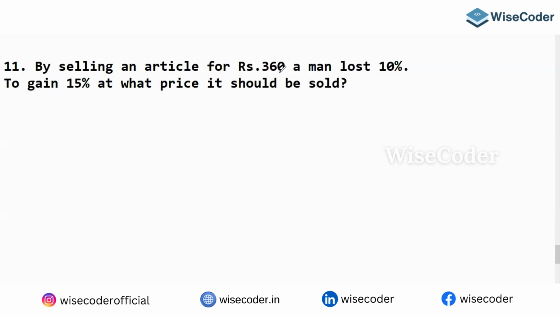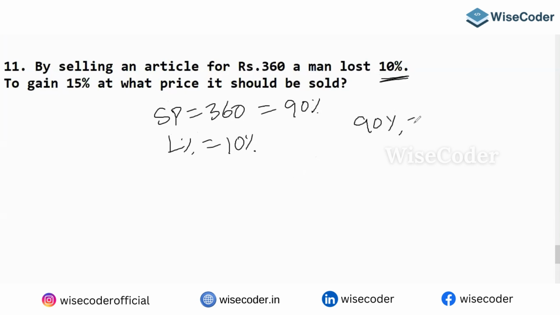I hope you paused the video and tried it. By selling an article for 360, a man lost 10%. Look here, selling price SP is 360, and that fellow is getting a 10% loss. The moment you hear loss percentage 10, your selling price in your mind should be 90%. 90% is 360. When 90% is 360, 1% is 4, then 100% is 400.